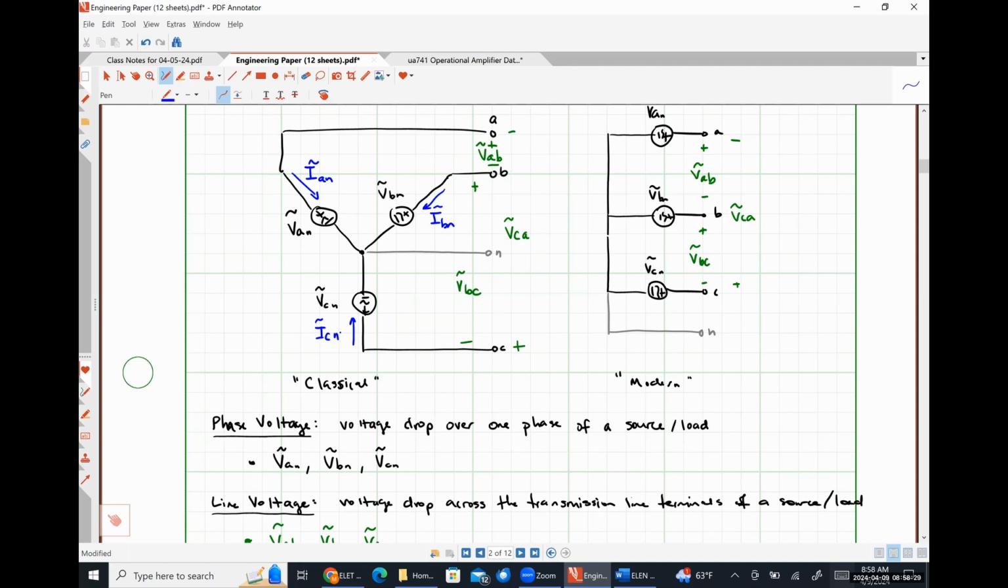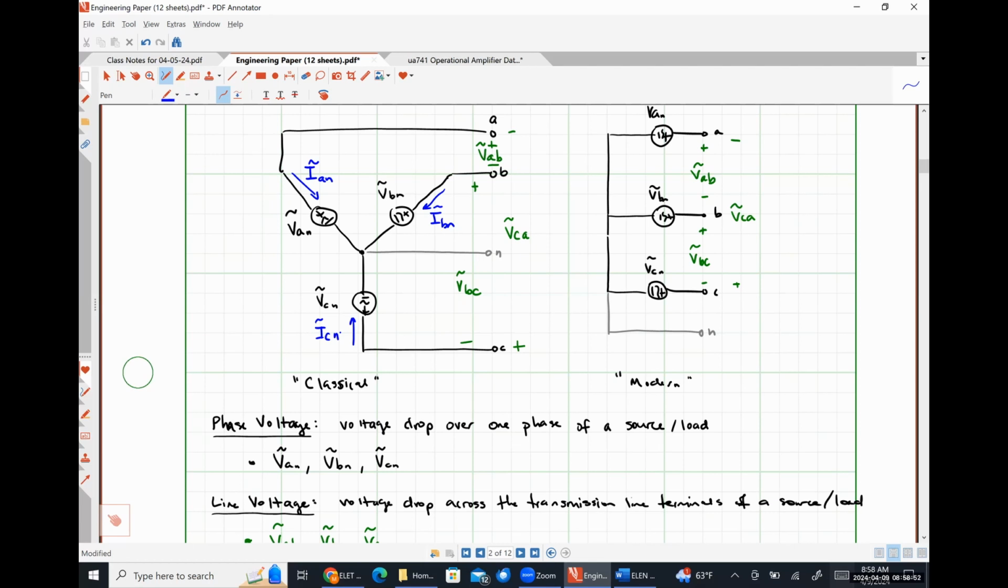In the grand scheme of things, it literally doesn't make any difference at all. It just looks like our source is absorbing power and our load is absorbing power, but we know that absorbed power is just the negative of supplied power. So it's not any particular big thing. I just want to point out it is something slightly different that I do when I teach this material.